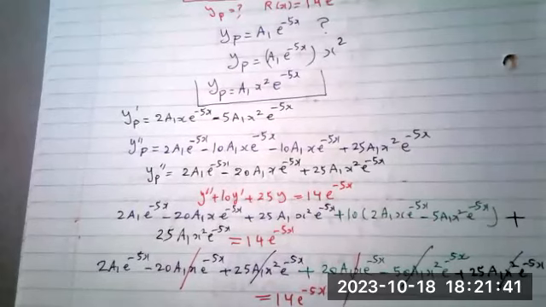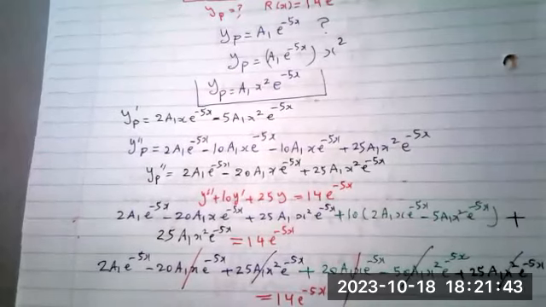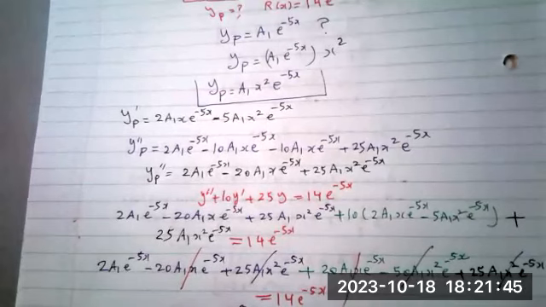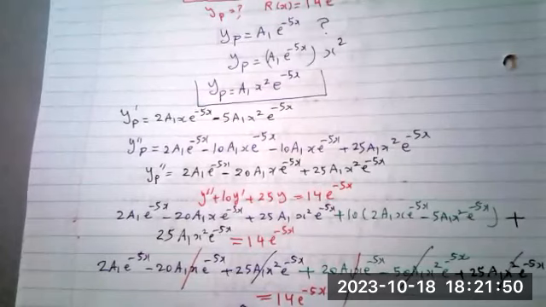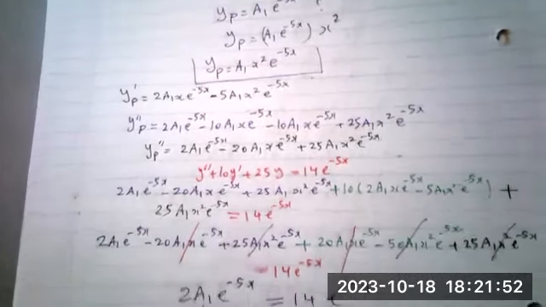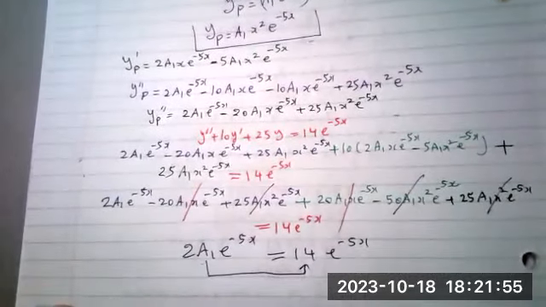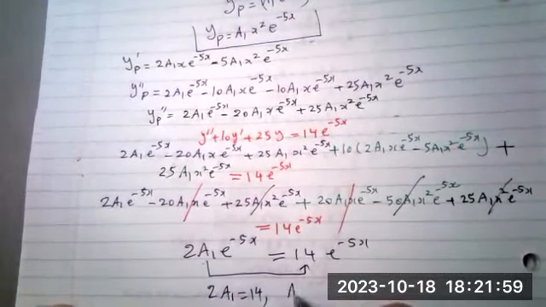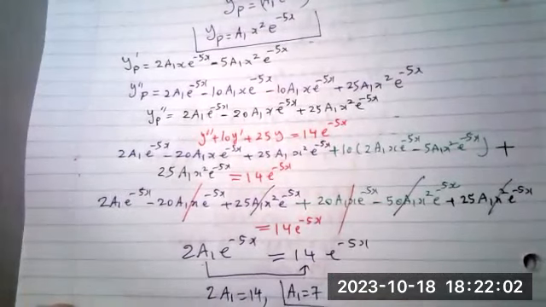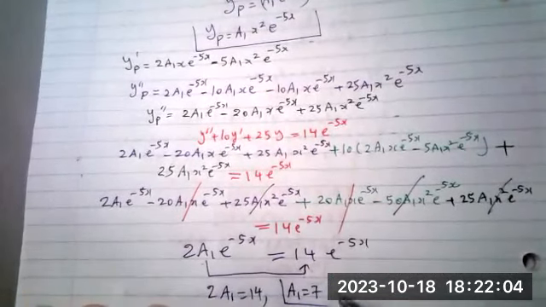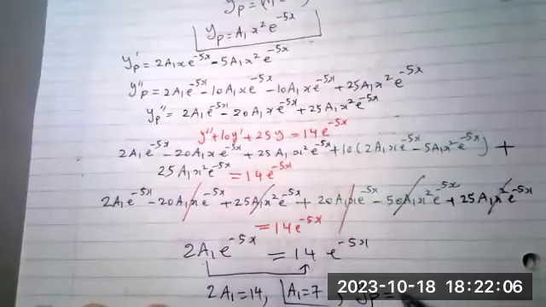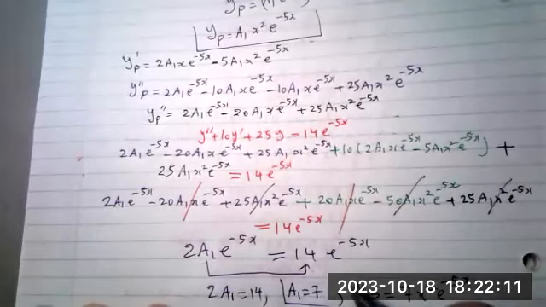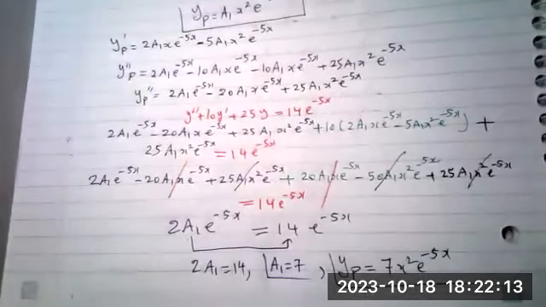So the leftover is easy: 2a1 e to the negative 5x from one side, and the 14 e to the negative 5x from the other side. Coefficients the same. So that gives you 2a1 equal to 14. So a1 would be 7. That's it. So your yp is 7x squared e to the negative 5x. So this is going to be your yp.